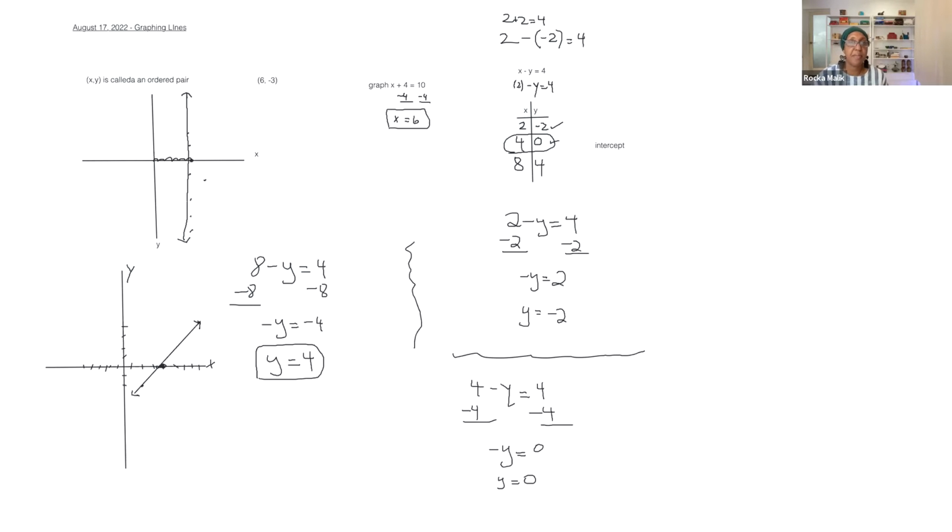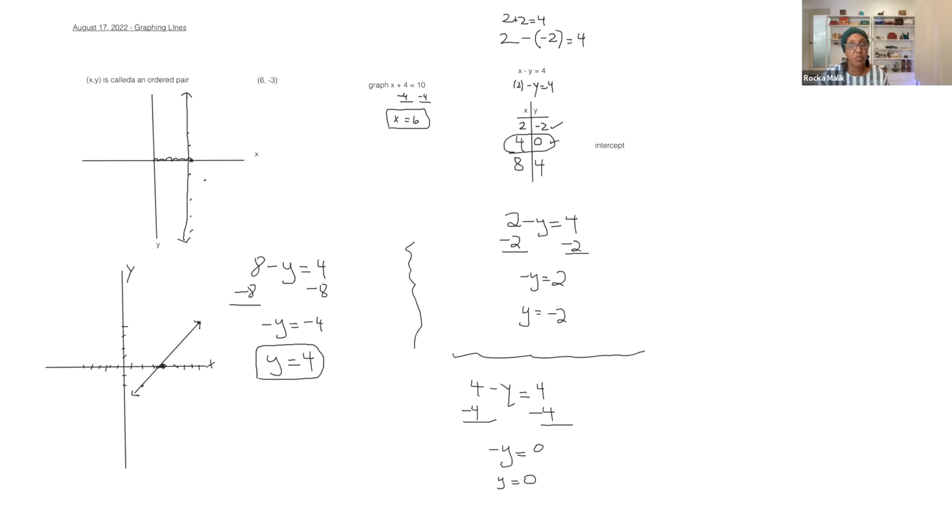And it's an intercept because he's actually on the line. So my x-intercept happens when y equals 0, and my y-intercept would happen when x equals 0.